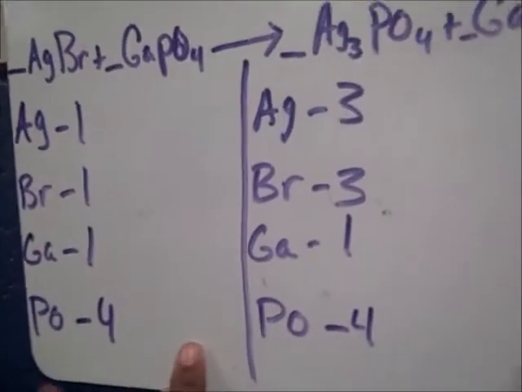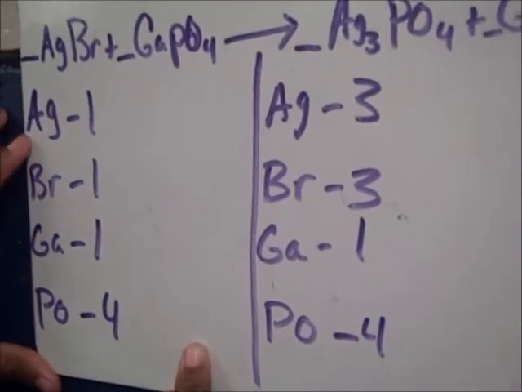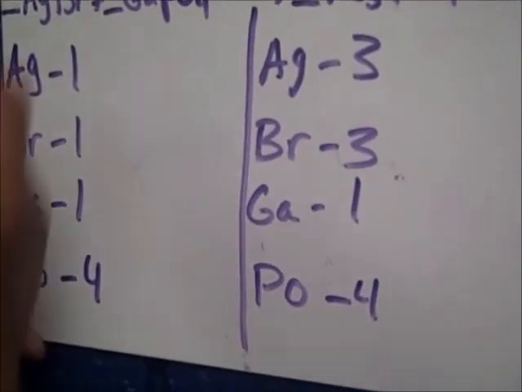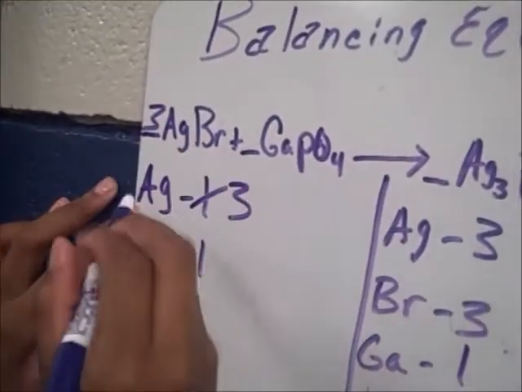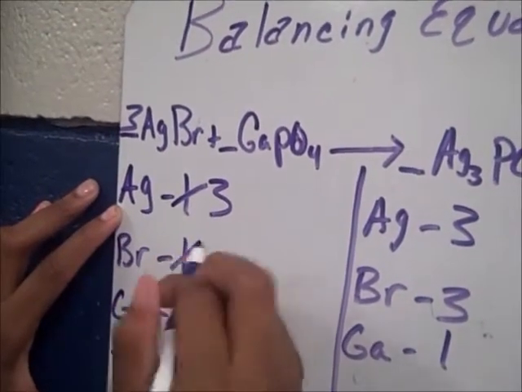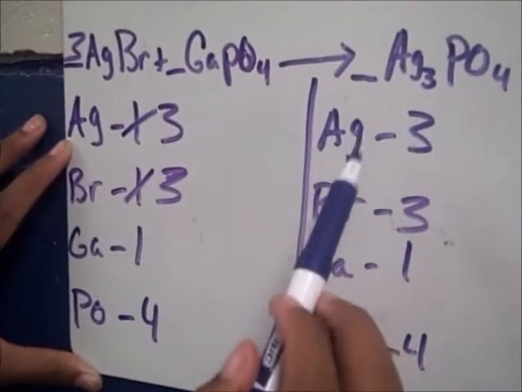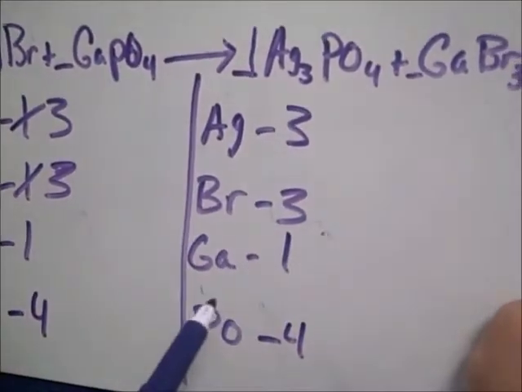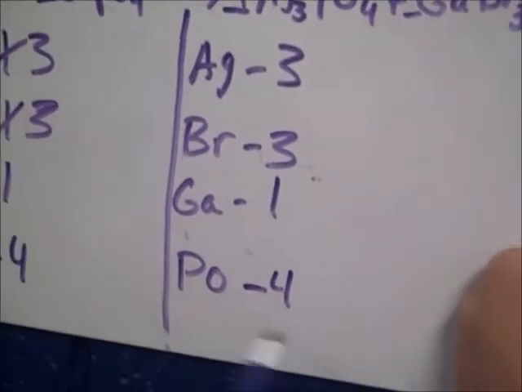So none of these really balanced out, but the last kind of 2. So right here we can put 3, so 3 Ags, that make that crossed out 3. This goes for the Br, so you can cross that out and put a 3. So those are balanced. Then you're going to come over here and just put a 1 because 1 times 3 equals 3. So that make that equal. And then 1 times 4 equals 4. So PO is going to be balanced.